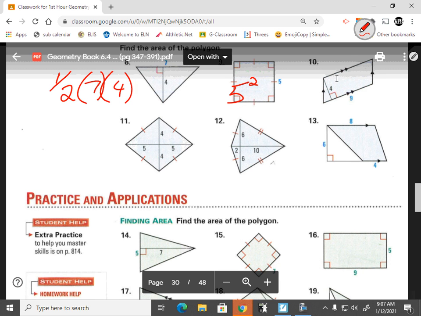Number 10. What type of shape is number 10? It's got some parallel sides, but that's about it. What's it called? Parallelogram. And of course, you know that the area of a parallelogram is 9 times 5, base times height.